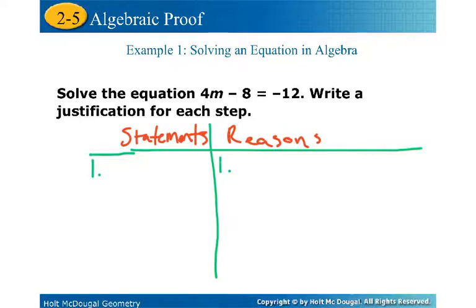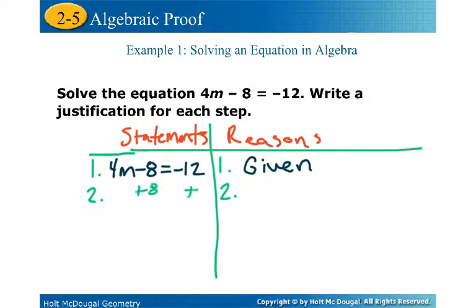So my first statement is going to be that I have a 4m. If I subtract 8, it'll end up being negative 12. And remember that the reason that you can have is given. All right, then the next piece that I'm going to do is technically I'm going to add 8 to both sides. But remember that we're not going to just put our little work right here. We're actually going to, over on the side, end up writing that we are using the addition property of equality. So over here, instead of writing addition or add anymore, we're going to write addition property of equality.